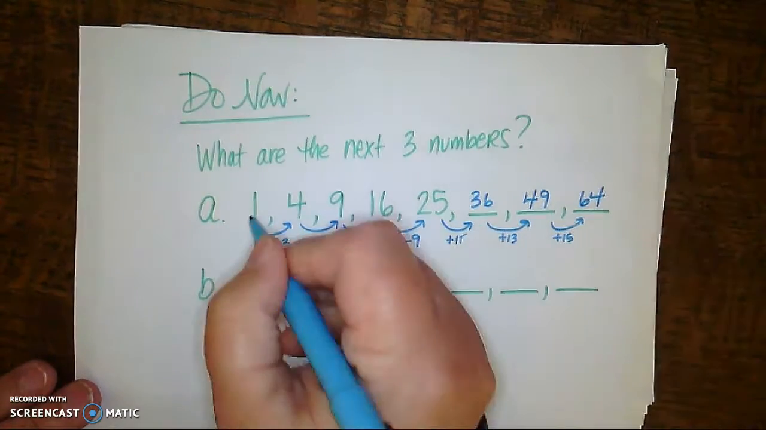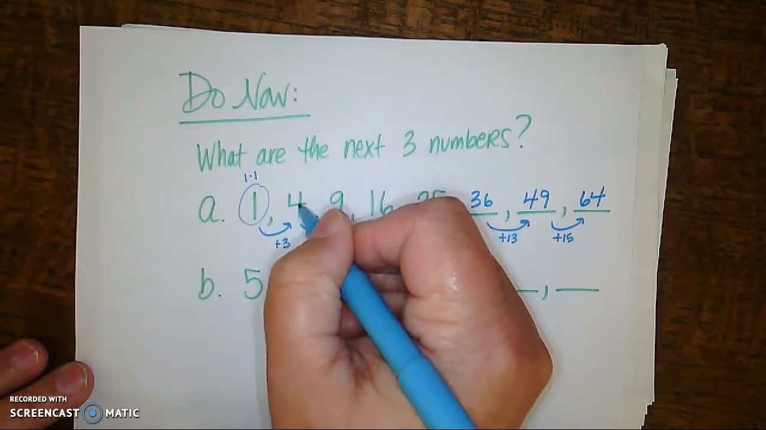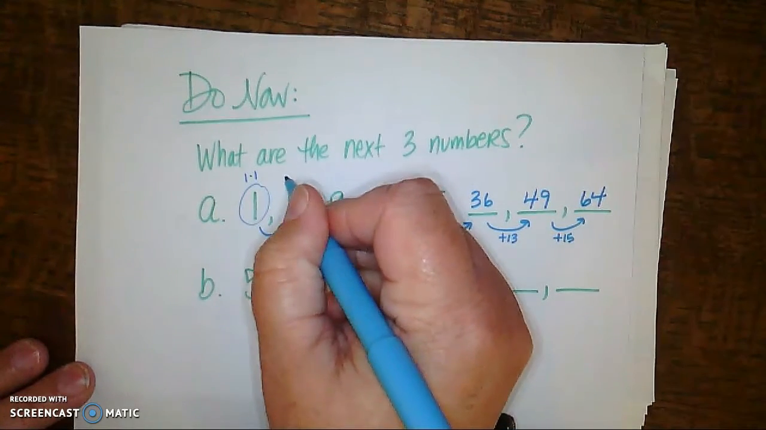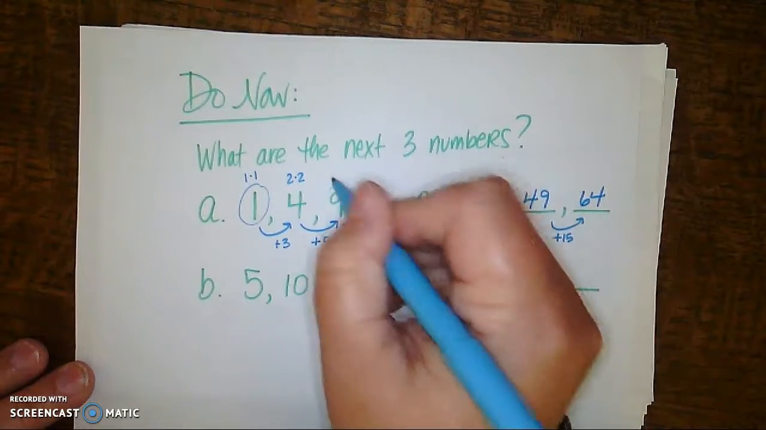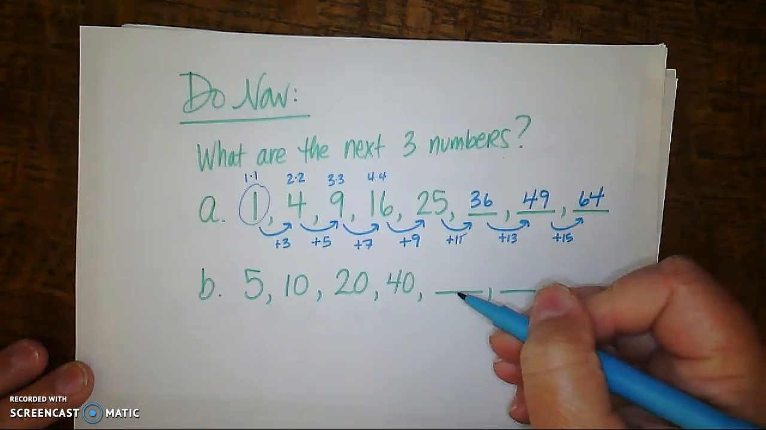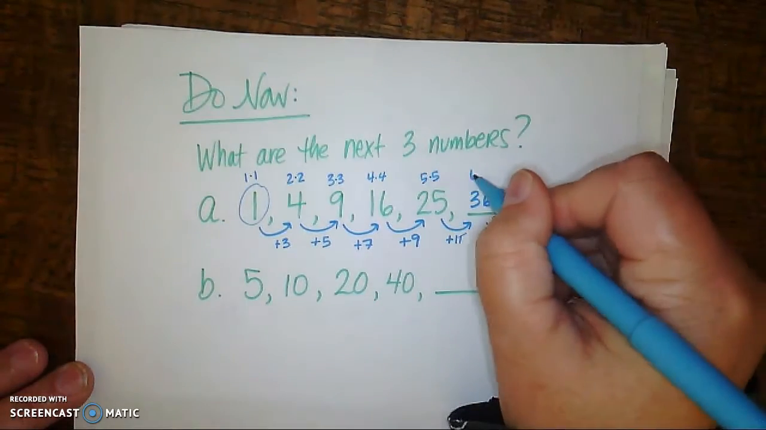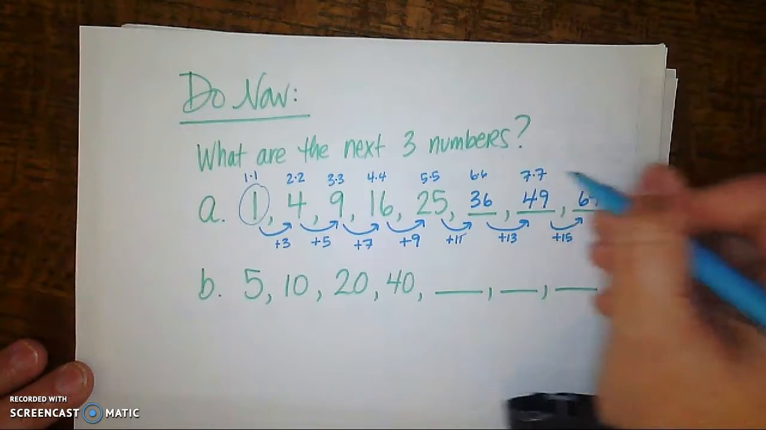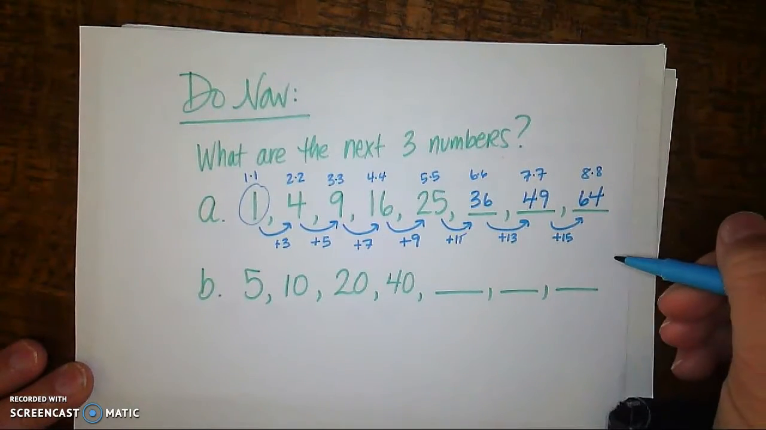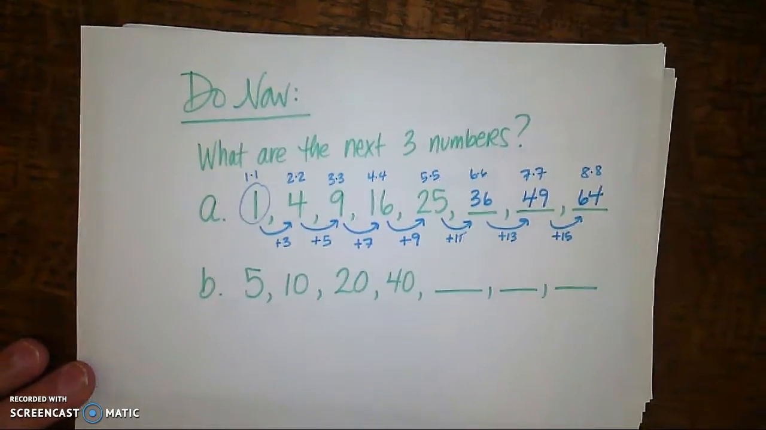Or maybe some of you realize, wait a minute, 1 squared is 1 times 1. 4 is the same as 2 times 2. 9 is the same as 3 times 3. 16 is the same as 4 times 4. 25 is the same as 5 times 5. So 6 times 6, 7 times 7, 8 times 8 would fill in those blanks. It's a nice pattern to notice.